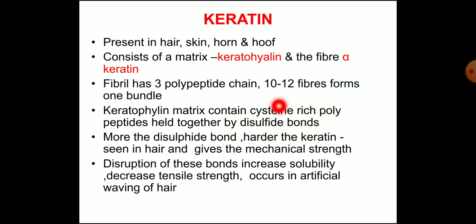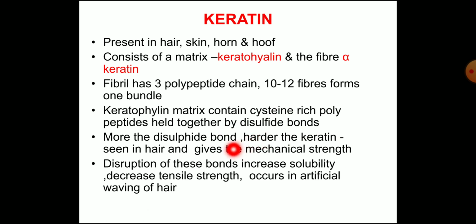Keratohyalin matrix contains cysteine-rich polypeptide held together by the disulfide bond. More the disulfide bond, harder the keratin, as seen in the hair, and it gives the mechanical strength. So the keratohyalin is the one which produces the tensile strength to the keratin.